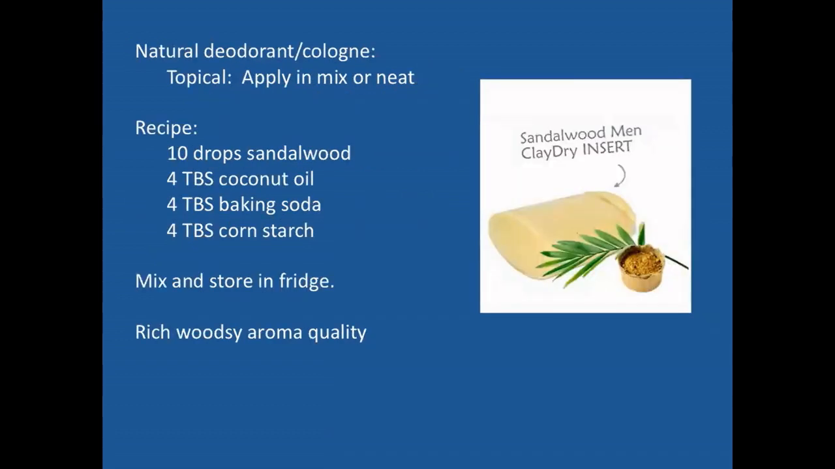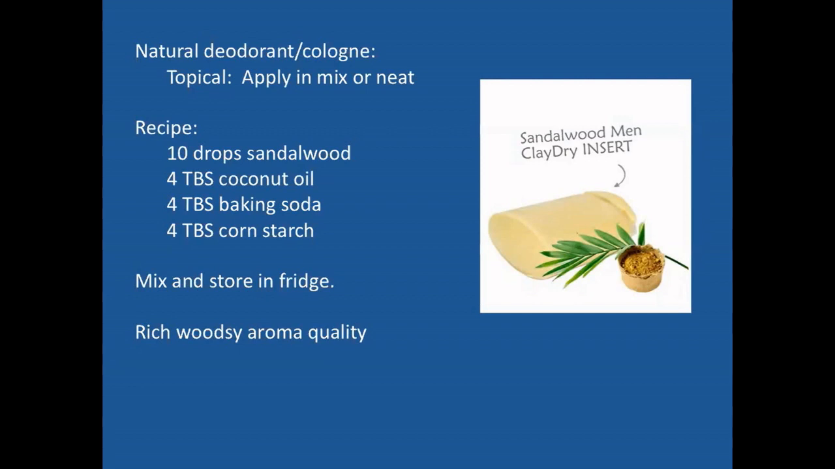So as a natural deodorant or cologne, you can topically use it in a mix, or you can use it just as the oil straight. We refer to that as neat. So a recipe for making your own deodorant is 10 drops of sandalwood essential oil, 4 tablespoons of coconut oil, 4 tablespoons of baking soda, and 4 tablespoons of cornstarch. And then mix and store that in the fridge.